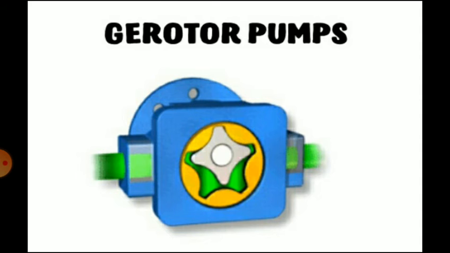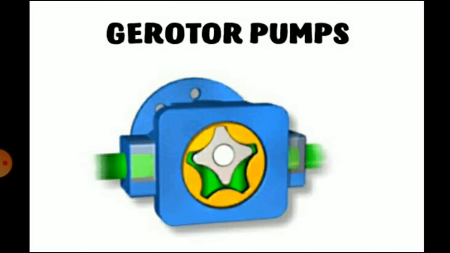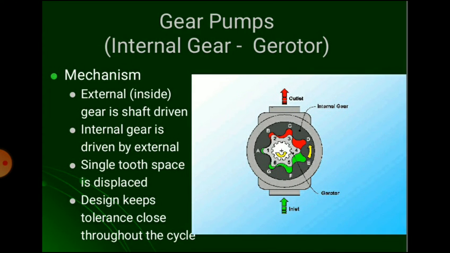Next is the gerotor type pump. The gerotor pump operates much like the internal gear pump but has little difference in construction and operation. This pump also comes under the category of gear pumps because the gerotor element has a gear-like shape, but it does not mesh like a gear.